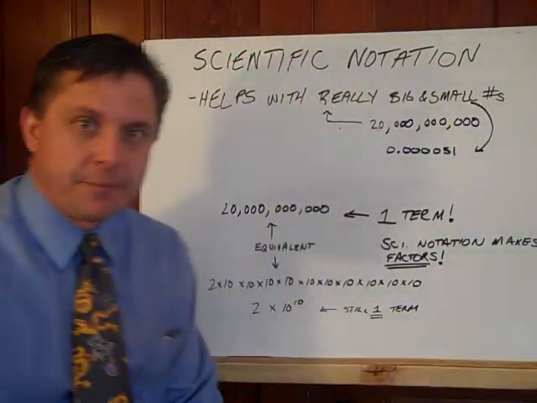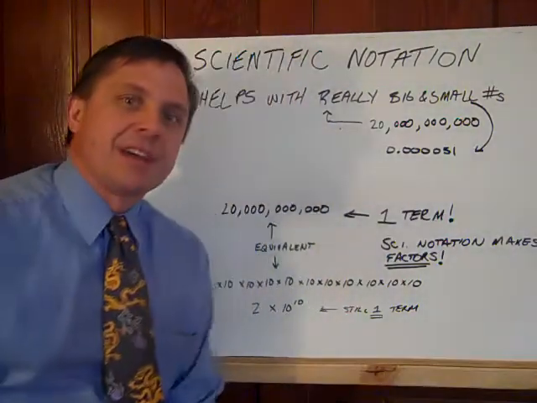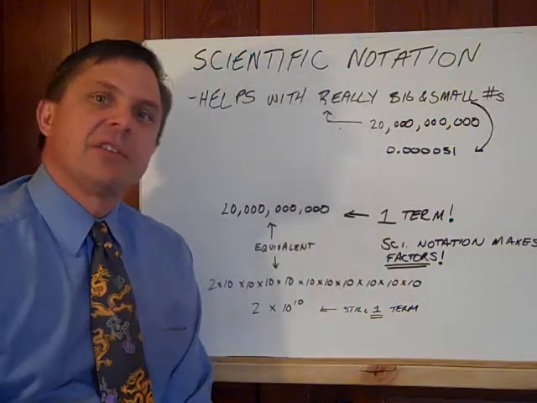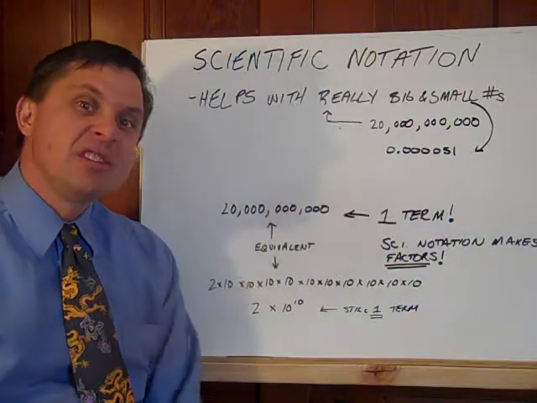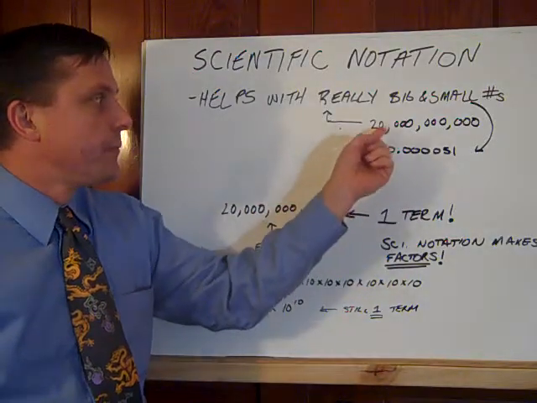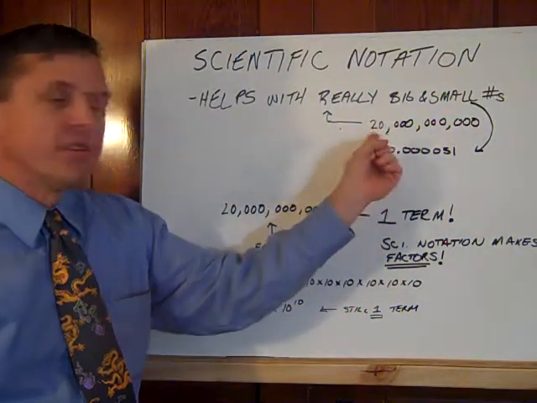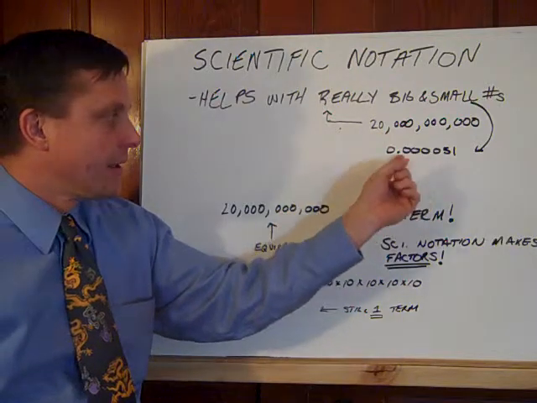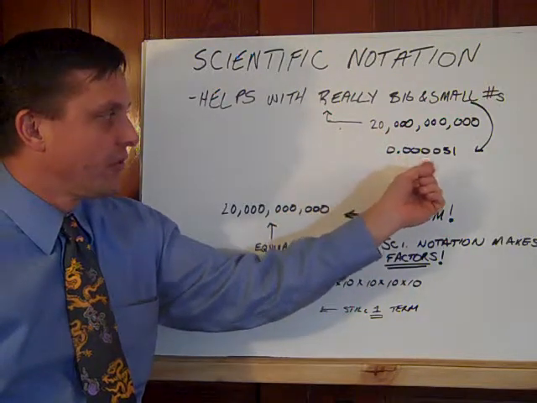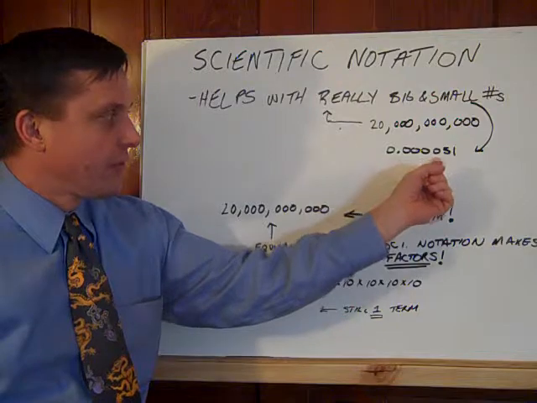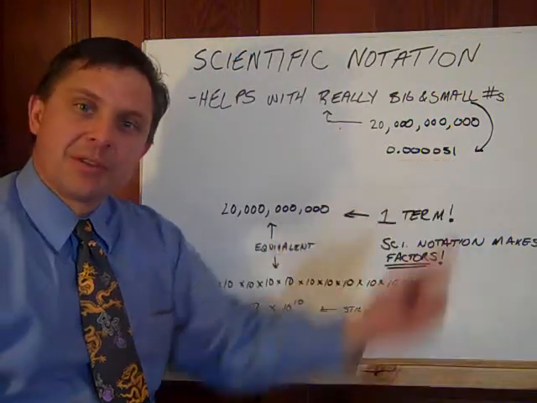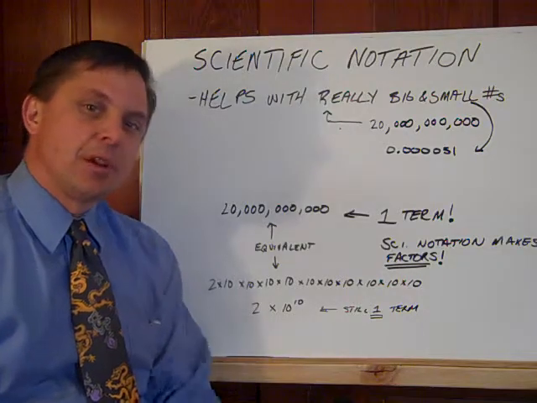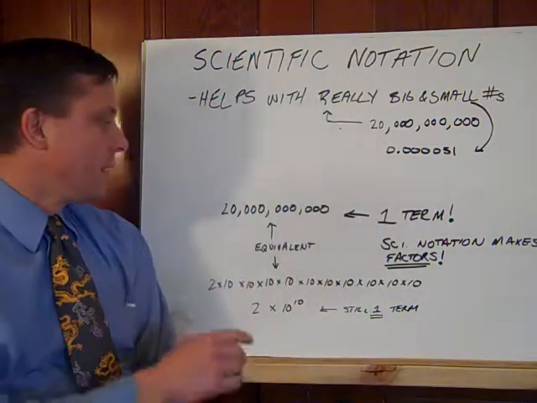Scientific notation. And again, scientific, it says the word science. This is often used in science for really big and really small numbers. Like, again, millions, billions, 20 billion. And here we've got tenths, hundredths, thousandths, ten-thousandths, hundred-thousandths, millionths. I've got 51 millionths there. Both big and small numbers.